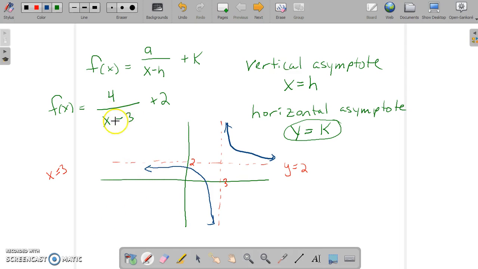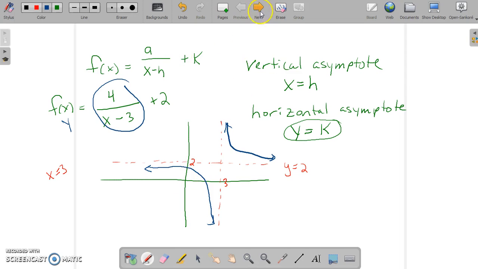Okay? So we have a vertical asymptote here at 3, because x can't be 3. We can't divide by 0. So x can never be 3. And if x can never be 3, this whole number right here can never be 0. There's no way that 4 divided by x minus 3 can ever be 0 if this cannot be 3. It's impossible. So if this can't be 0, y, or f of x, can never be 2. And that's why there's a horizontal asymptote right there.